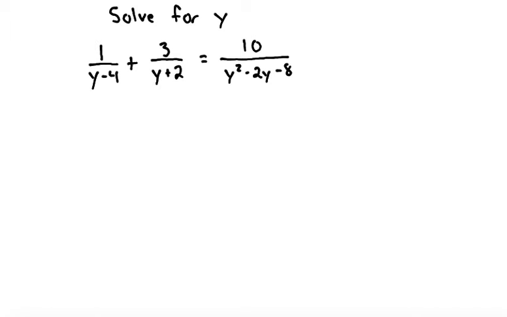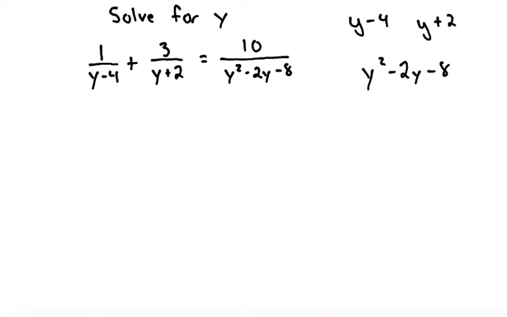So we have y minus 4 is the first denominator. So I'll just write that over to the side. Another denominator we have is y plus 2. That's the second denominator. The third denominator is y squared minus 2y minus 8. So here we have a quadratic factor. If we take y squared minus 2y minus 8, we want to see if either y minus 4 or y plus 2 is also a factor.